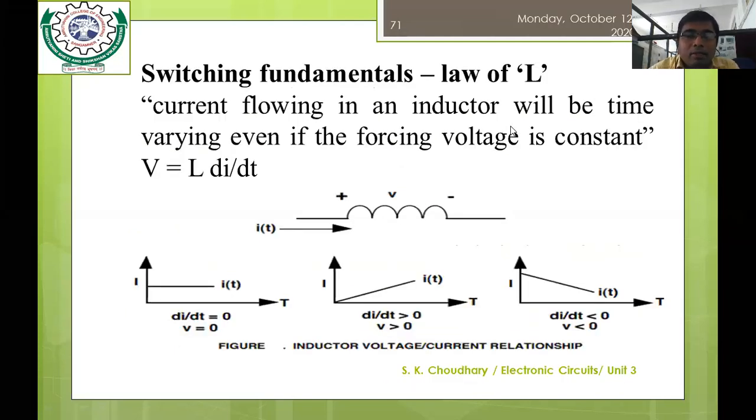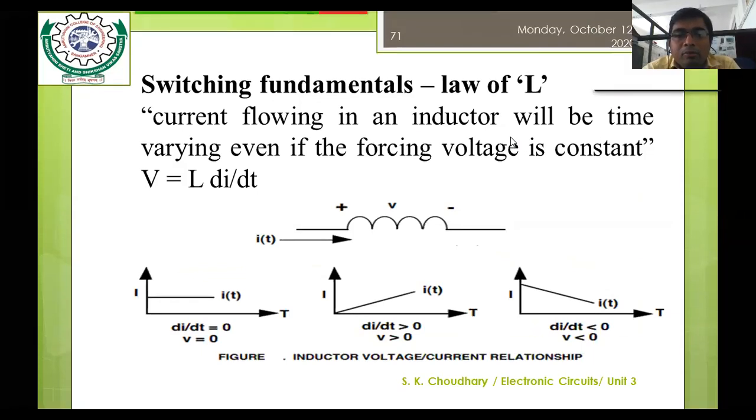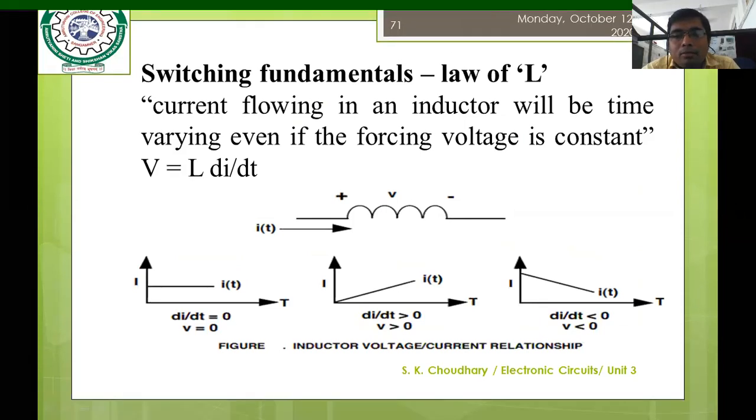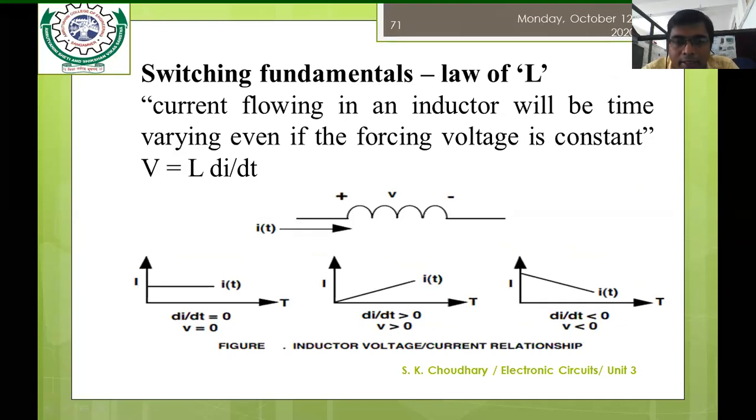And in this particular topic, we have to know the fundamentals of inductor operation. So here I have shown some diagrams that show the way the current flows into the inductors with respect to the time domain. You can see the current flowing in the inductor will be time varying even if the forcing voltage is constant across the inductor. So the voltage across the inductor is calculated with the formula L times delta I upon delta t, or you can say the derivative of I with respect to t, L di/dt.